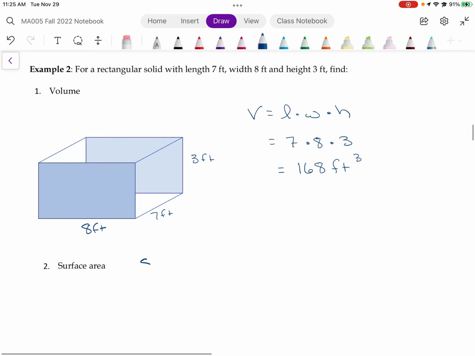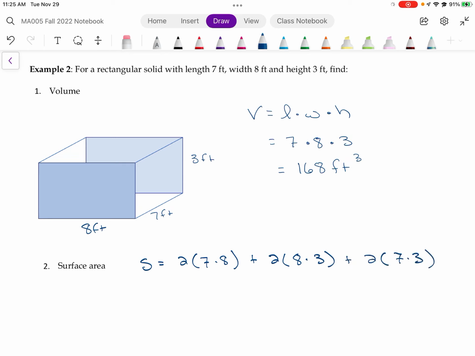All right, the surface area is going to be 2 times 1 set of sides, 7 times 8, and then pick another pair of sides, and I chose 8 times 3, and then pick a different pair of sides that hasn't been used yet, 7 times 3. Okay, that covers all of them. And it doesn't matter what order you do them in. So 2 times 7 times 8 is 112. The unit on that, because it's an area, is square feet. 2 times 8 times 3 is 48 square feet. And 2 times 7 times 3, that's 2 times 21, that's 42 square feet. Add all those up and you get 202 square feet.